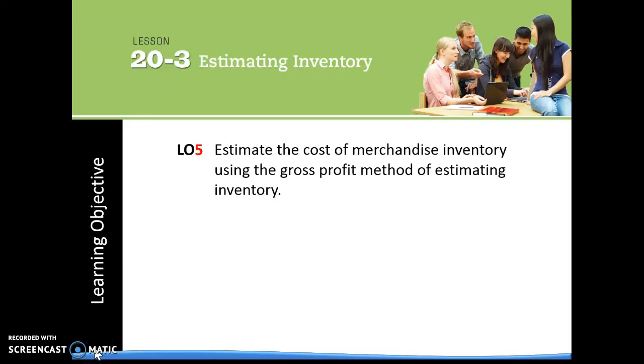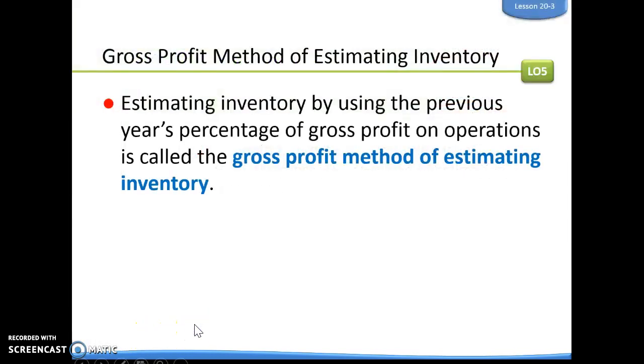20-3 is estimating inventory. We have one learning objective. You need to be able to estimate the cost of merchandise inventory using the gross profit method of estimating inventory. The gross profit method of estimating inventory is simply estimating inventory by using the previous year's percentage of gross profit on operations.